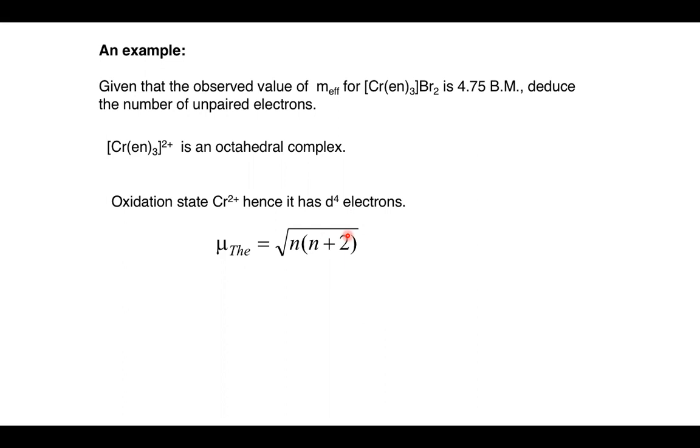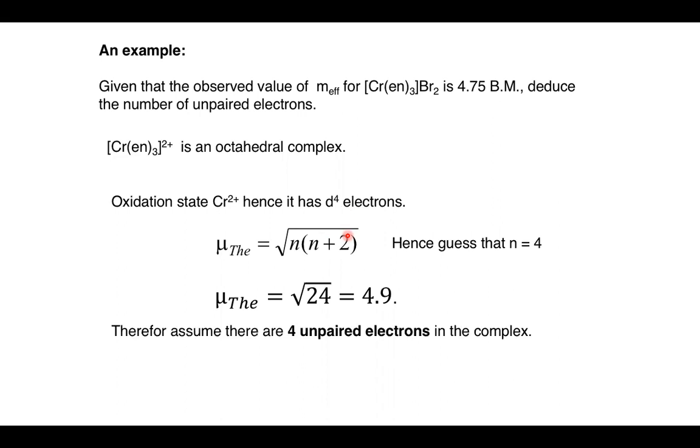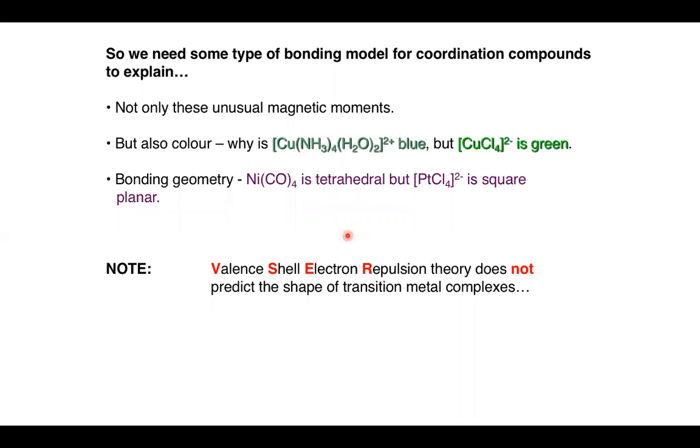Simply because following Hund's rule, we would half fill each orbital before fully filling. So we'll guess that n is probably equal to 4, and then we would calculate the theoretical magnetic moment of 4.9, which is pretty close to 4.75. So we assume that there are going to be 4 unpaired electrons in the complex.